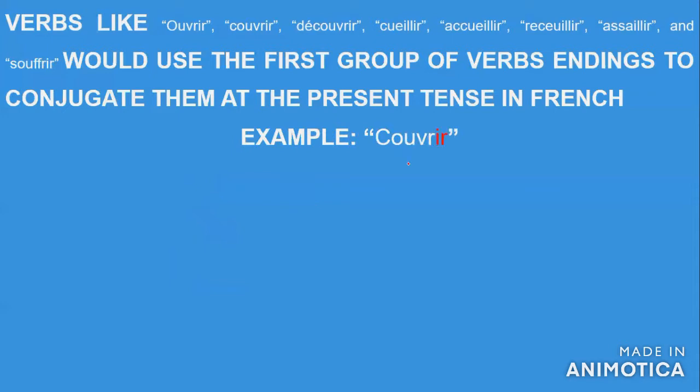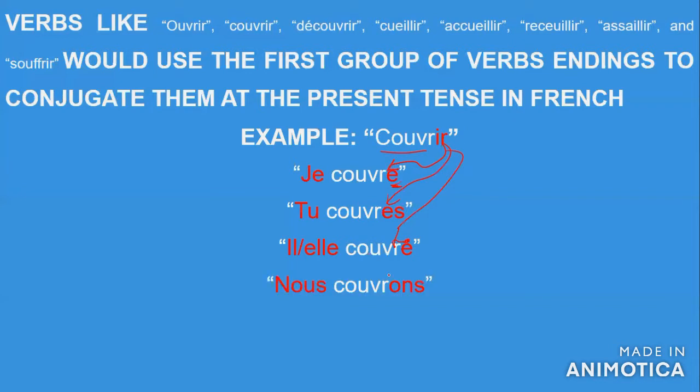Couvrir, which is to cover. All right, you see this? IR is replaced by E for je. IR is replaced by ES for tu. IR is replaced by E for il and elle. IR is replaced by ONS for nous. IR is replaced by EZ for vous. And IR is replaced by ENT. And you say je couvre, tu couvres, il couvre, elle couvre, nous couvrons, vous couvrez, ils couvrent, elles couvrent.